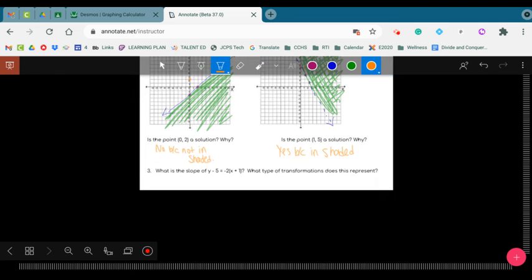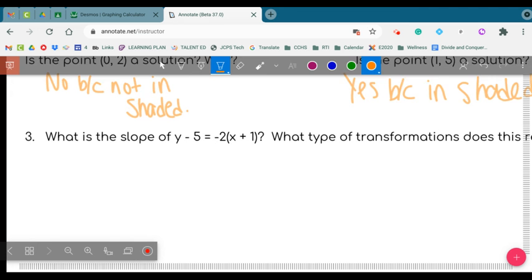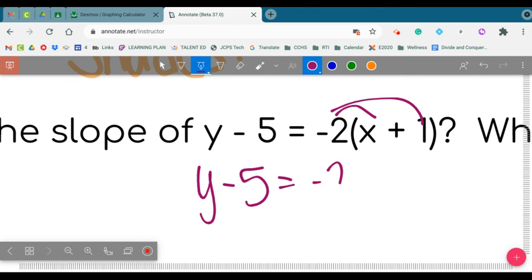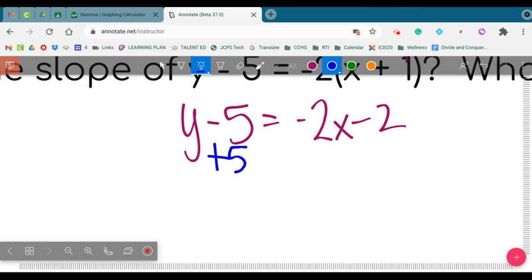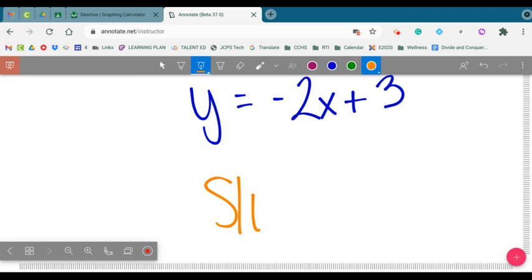But let me know if you guys have any questions. Okay, last one. What is the slope of this? And then what type of transformations? So if we have to find the slope, we have to convert it. So we're going to distribute. And then we're going to move this 5 over to get it in y equals mx plus b form. So we're going to get y equals negative 2x plus 3. Our slope is going to be negative 2 because it's next to the x.